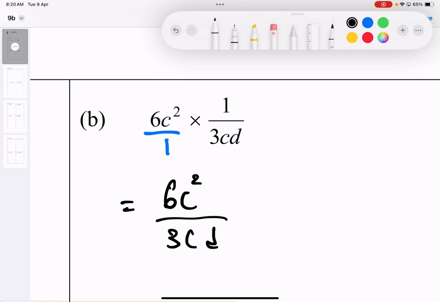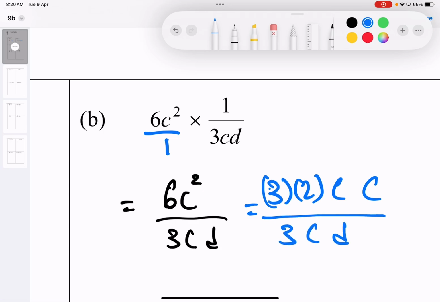Once I get here, I can break it down. If you are not so comfortable with squares, it's okay. You can break it down into your 6, you can break it down into 3 times 2. C squared is just C times C, over 3CD. What I'm doing here is I'm just breaking down the numbers into the individual factors. Why? Because at the end of the day, when I want to simplify, I want to cancel the common factors.